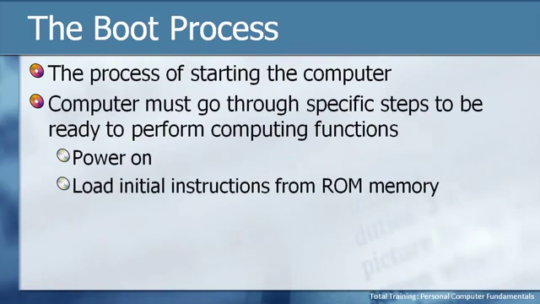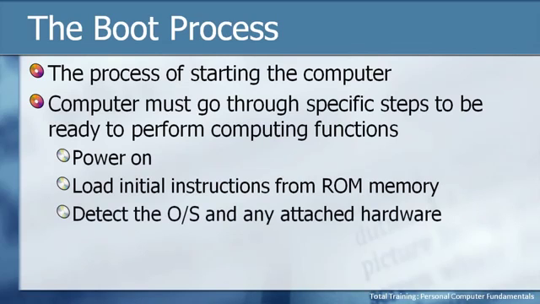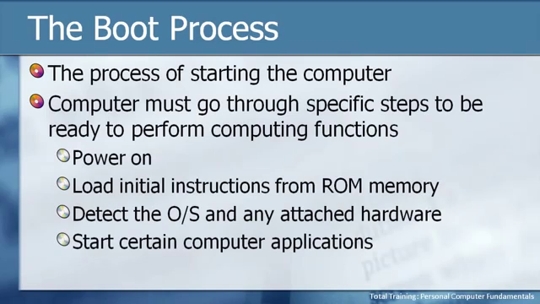The computer will load initial instructions from the ROM memory, detect the operating system and any attached hardware, start certain computer applications that it needs in order to get ready to work, and then you're all ready to go. Now this, of course, is a simplified explanation of what goes on. It can be very, very detailed, but for our purposes, we can narrow it down to these 4 things. Powering it on, loading initial instructions from ROM, detect the operating system and hardware, and then start certain computer applications.